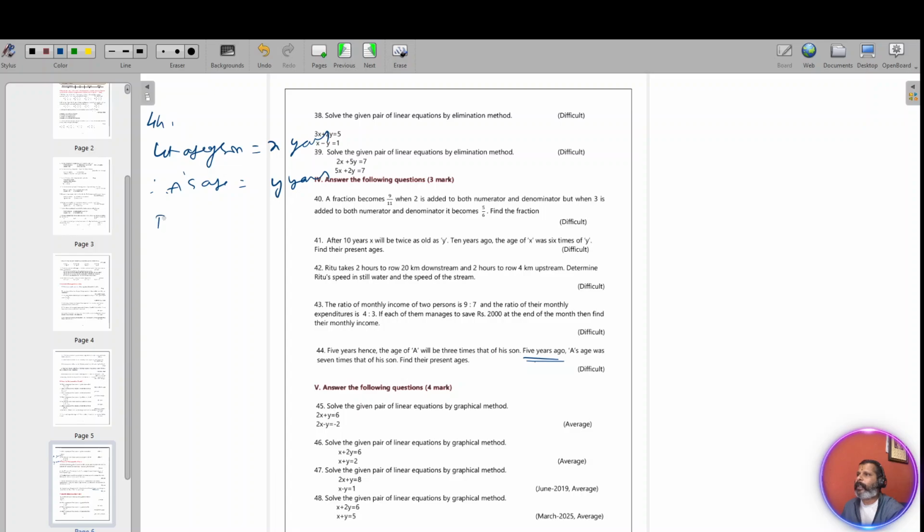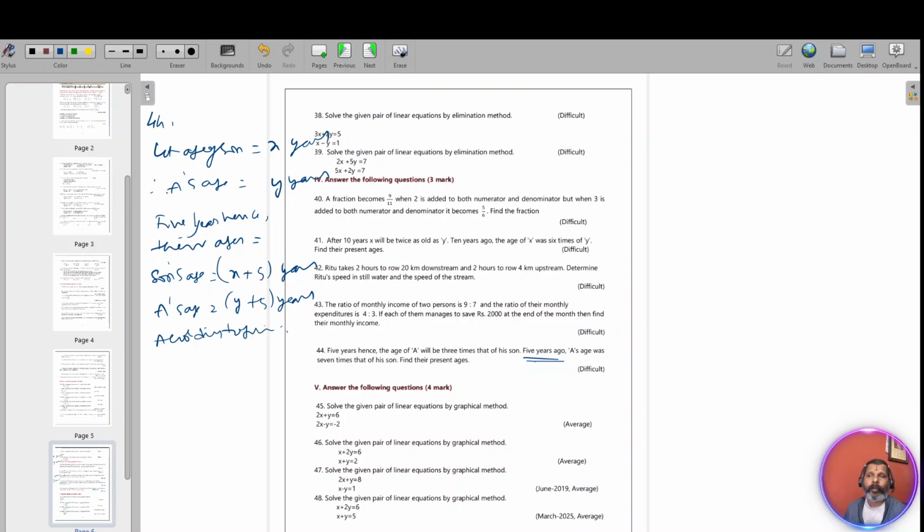Therefore, 5 years hence, their ages will be, son's age is equal to x plus 5, right? Years, and A's age is equal to y plus 5 years. Now check out according to given, 5 years hence means their new ages x plus 5, y plus 5. A is 3 times that of his son. What is A's age? y plus 5 is equal to 3 times x plus 5.